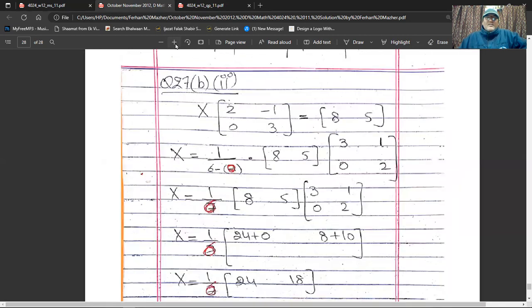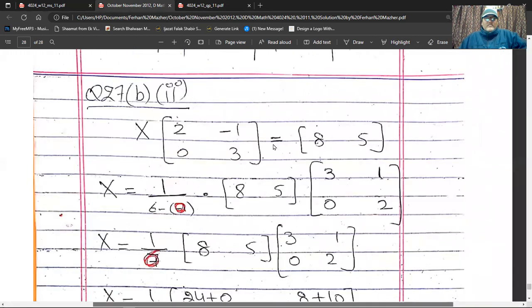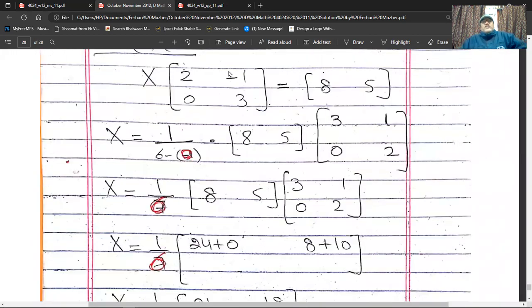Let me show you. 6 minus 0. So on the other side, it's 1 by determinant, then its adjoint. For the adjoint, you change the positions and you change the signs. So 3, 2, 1, 0. First this one is written, then here 1 by determinant. Okay, so it's 1 by 6 into 8, 5 into 3, 1, 0, 2.